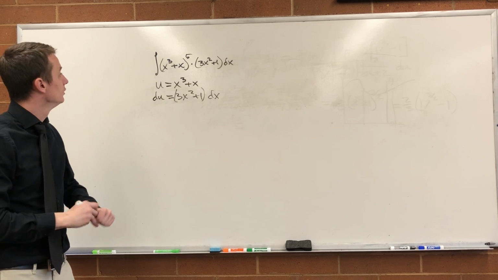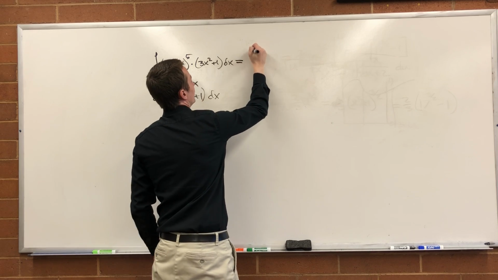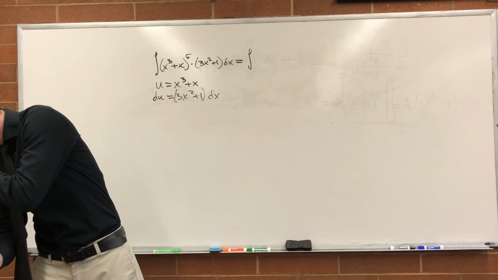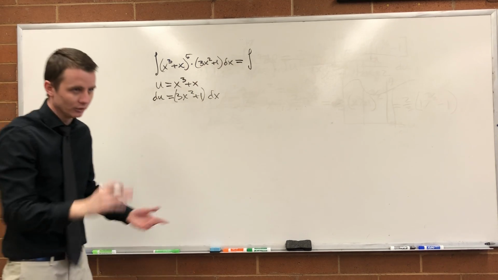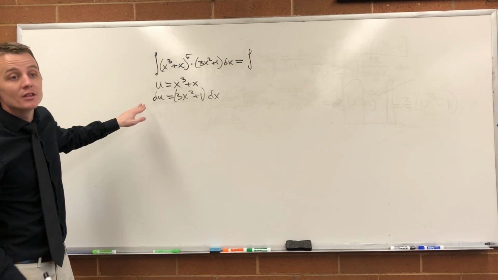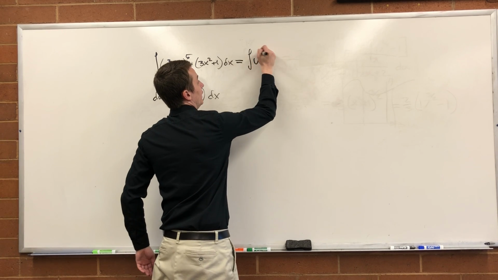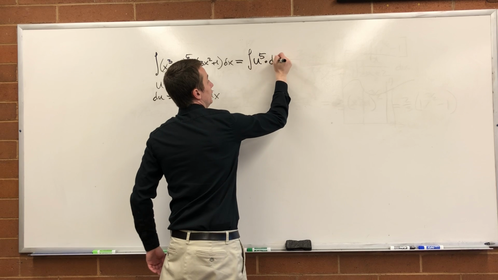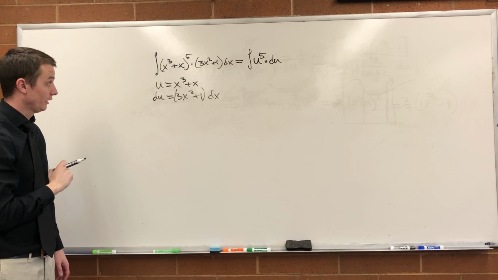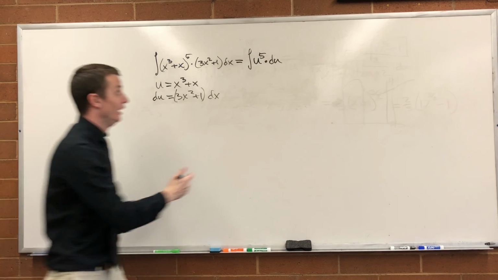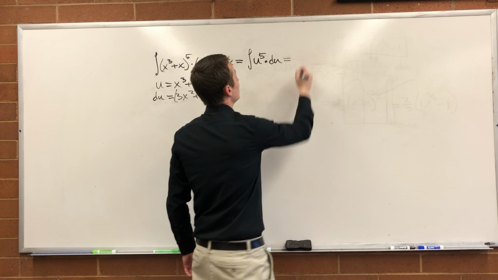So this is still the integral. I don't know if there are bounds on this. There's none. So we're calculating an indefinite integral, so you've got to put plus c at the end. Anyways, so now we can rewrite this as the integral of u to the 5 du. Okay. You see how simple that was? And now, what is this? U to the 6 divided by 6.